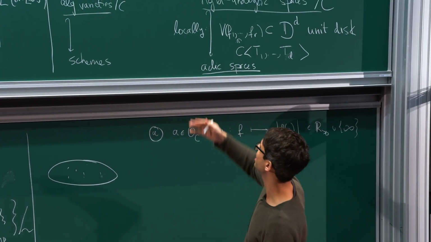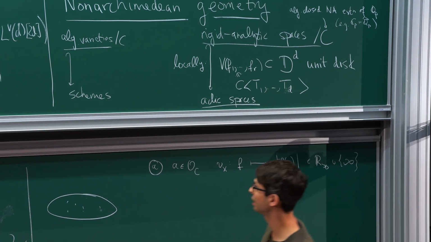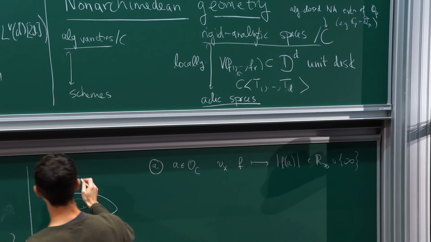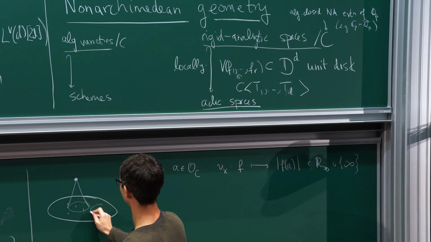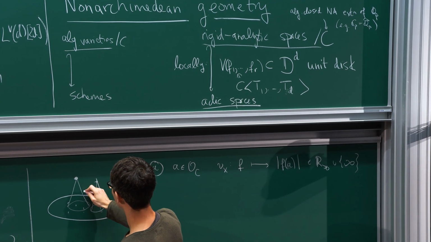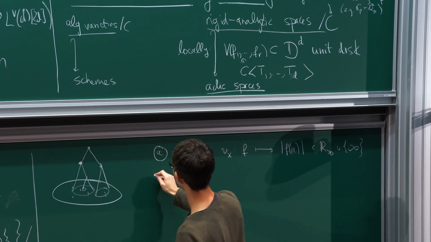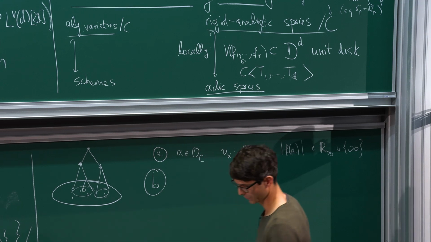So just like in schemes, we have points for irreducible subvarieties. Here, for some closed unit disks, we also have some points. You can do this for every unit disk, and then maybe there'll be some branches like so. So let me just give one example of those.